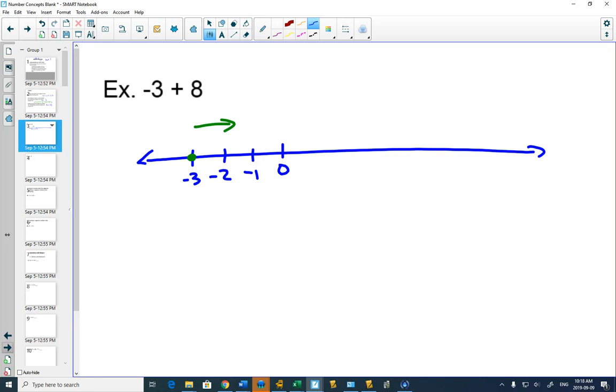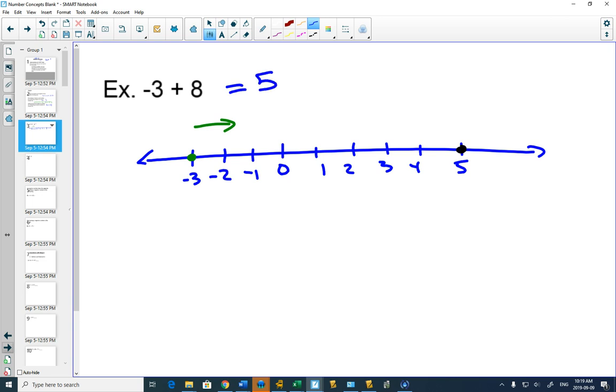Now, one of the things that I do, here, we can count it out. 1, 2, 3, 4, 5, 6, 7, 8. Right? We're going to end at 5.